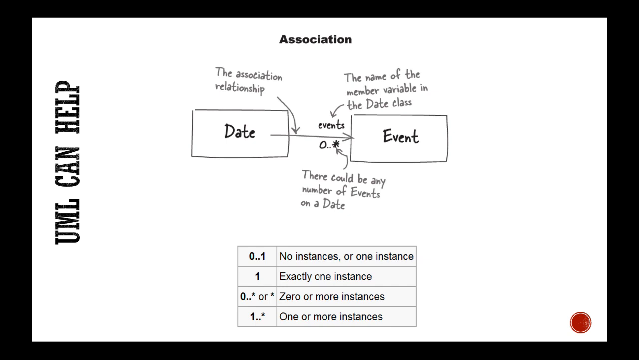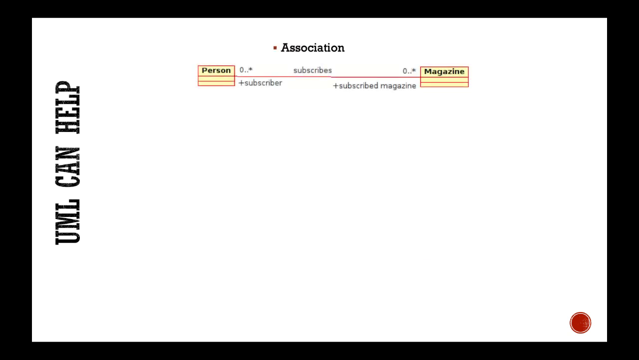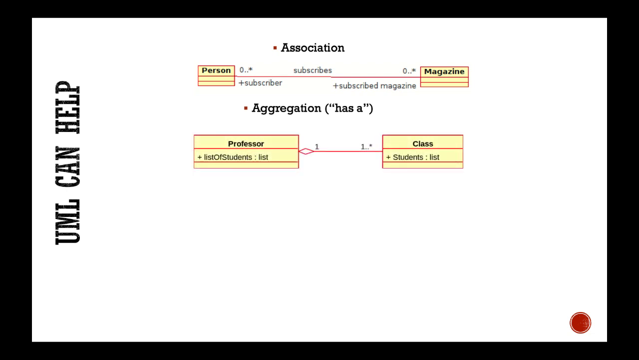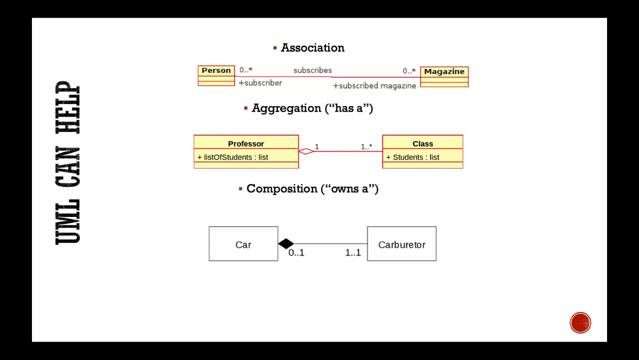These are really important things to remember because you will see them in technical documentation, and they are a great visual tool that helps technical people communicate. You can also have other associations, right? So a person subscribes to a magazine where the person is the subscriber and the magazine is the subscribed. You can have an aggregation, right? A professor has one or more classes, right? And a class has students. You can have composition, right? A car owns a carburetor.